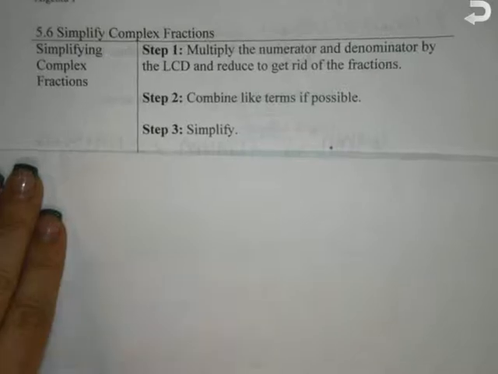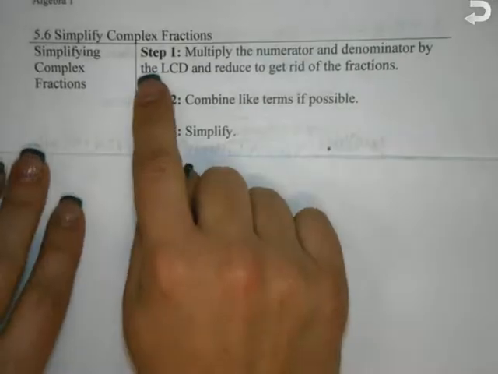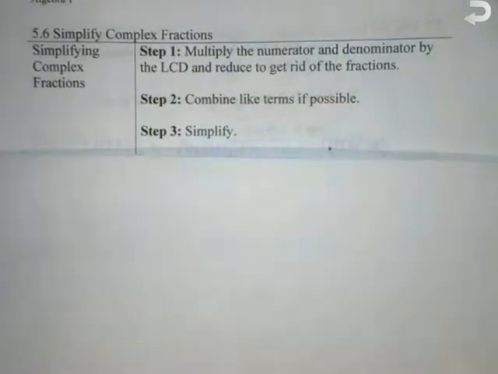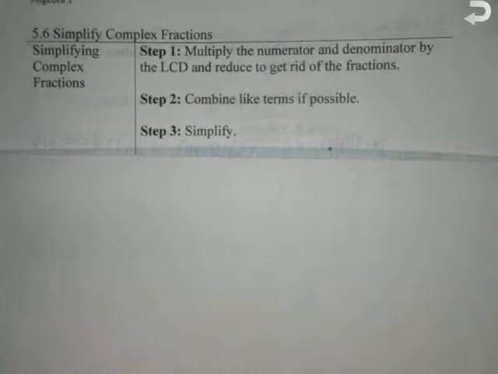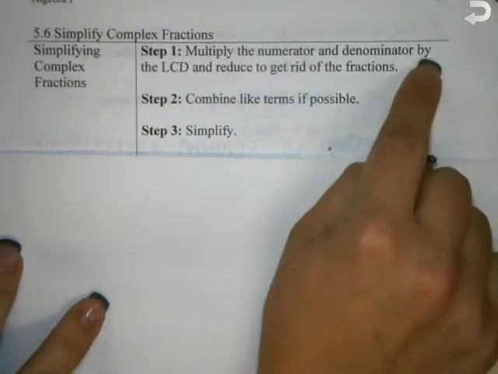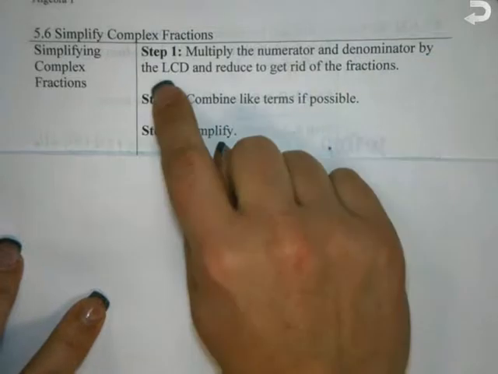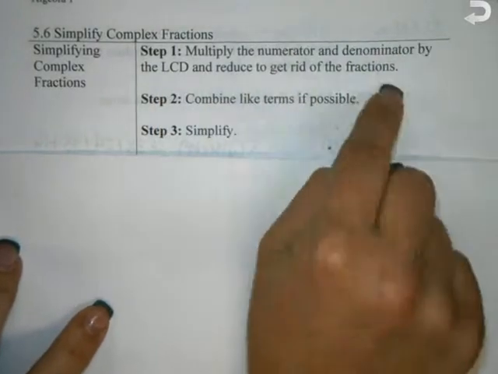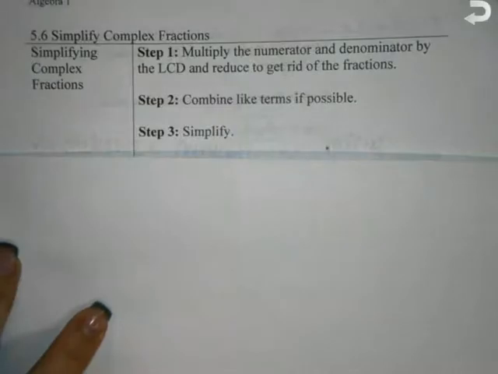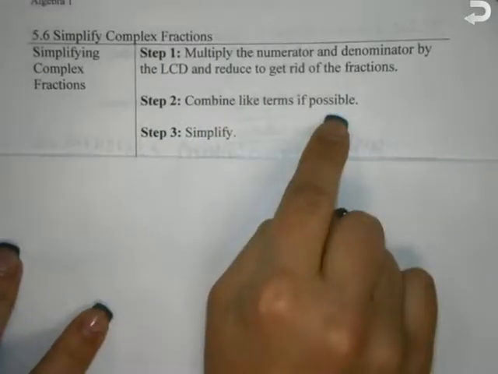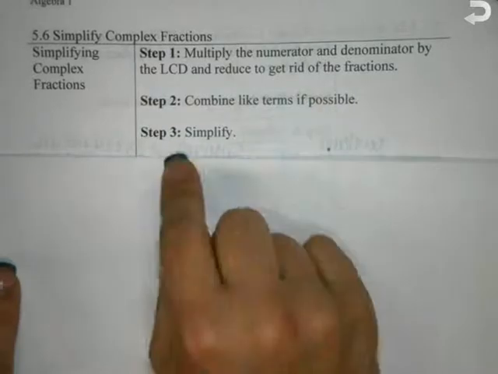So we have 3 steps to simplifying these. Step 1, we want to try and cancel out those fractions because we have a fraction in a fraction. So we're going to multiply the numerator and the denominator by the lowest common denominator, the LCD, and reduce those to get rid of the fractions. Now remember, we need to multiply the top and the bottom. Step 2, we are going to combine like terms on the numerator and the denominator if we can. And then step 3, we're going to simplify.